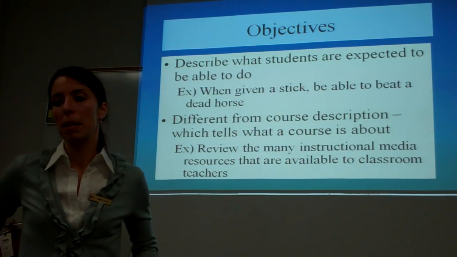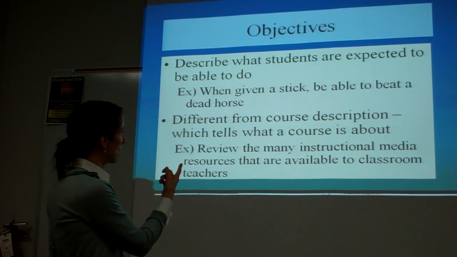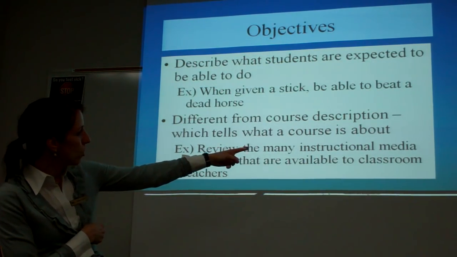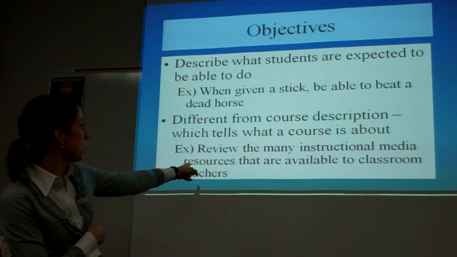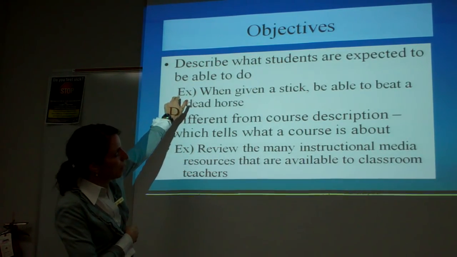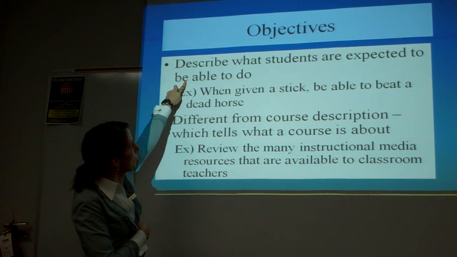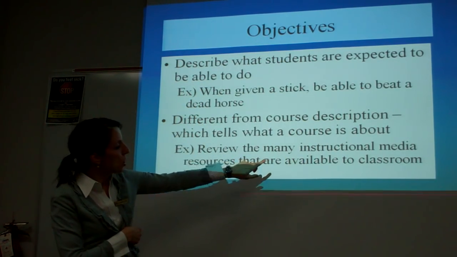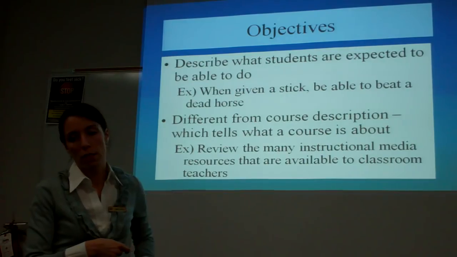Mager says basically an objective is different from a course description, and here's an example. Review the many instructional media resources that are available to classroom teachers. Do you see how this is different? This is what a learner is supposed to be able to do, and it's different from this one, which is review the many resources.